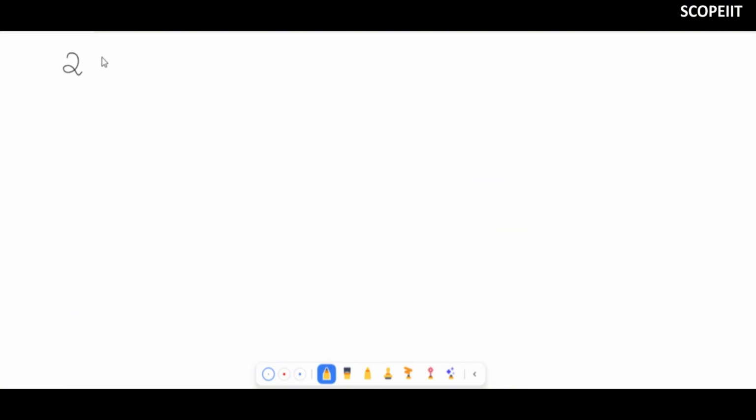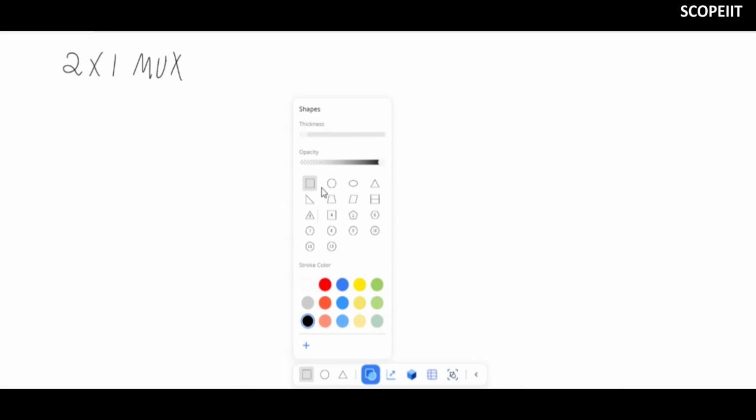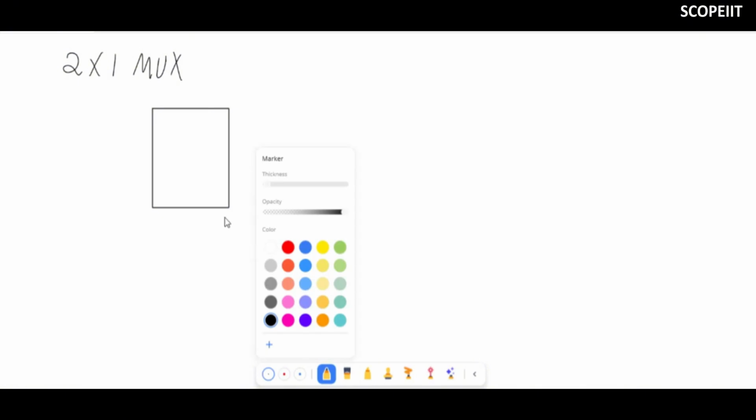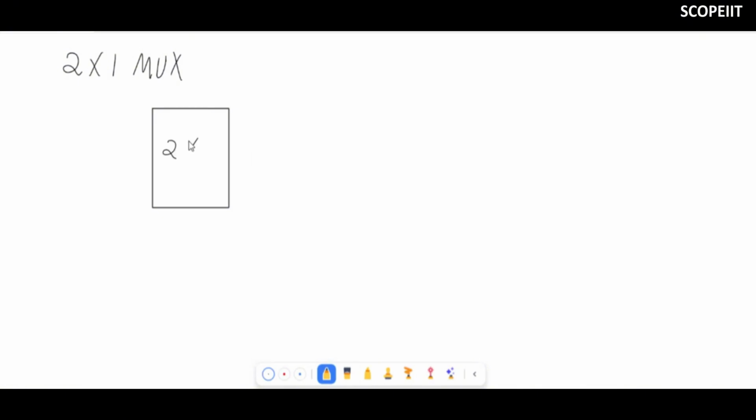In the 2 cross 1 multiplexer, first of all we will draw the block diagram. So this is basically your 2 cross 1 multiplexer. How many inputs will be there? 2 inputs, right? And in a multiplexer, output is always 1. Here you can give any name. I'm giving A0 and A1, and the output I'm giving here as Y.